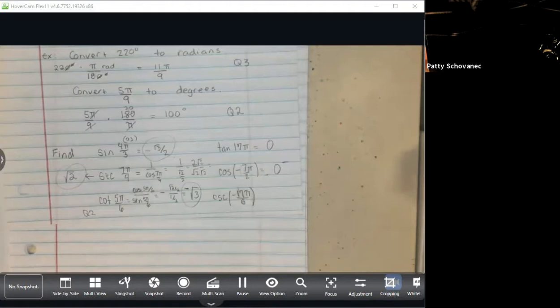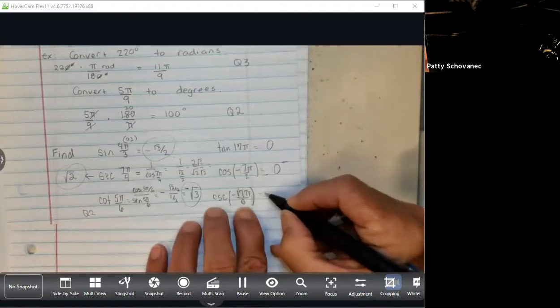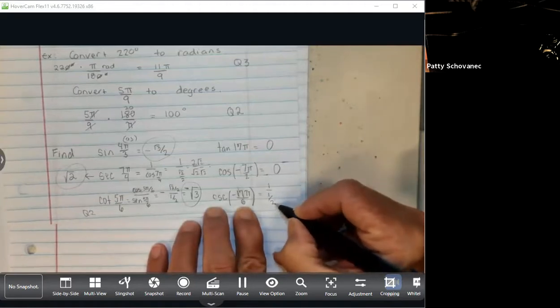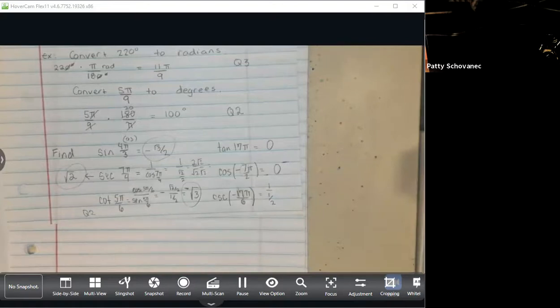Cosecant behaves like 1 over the sine. So this is going to be 1 over 1/2. Sine of any pi over 6 is 1/2. Now I got to figure out whether it's going to be a positive or a negative.